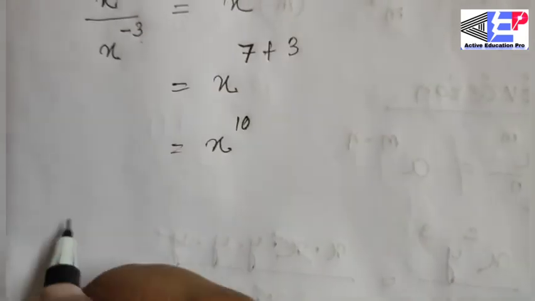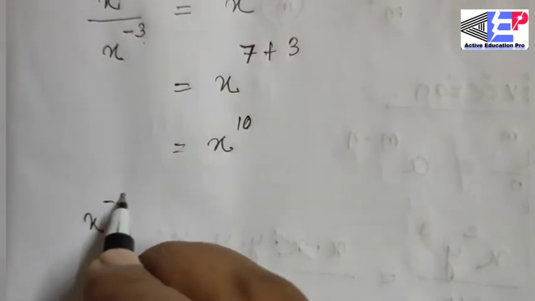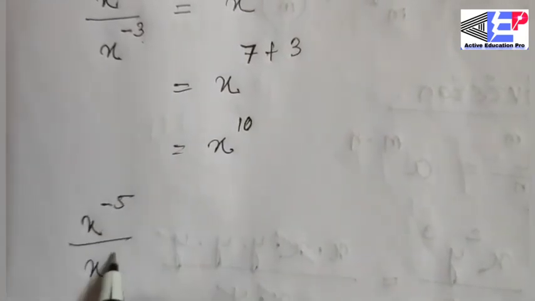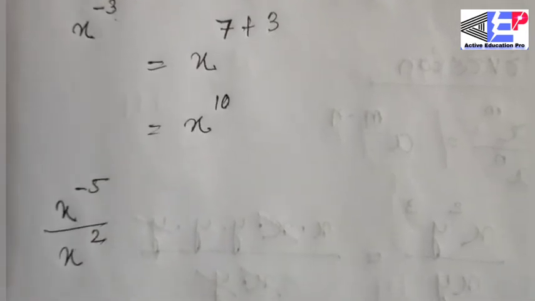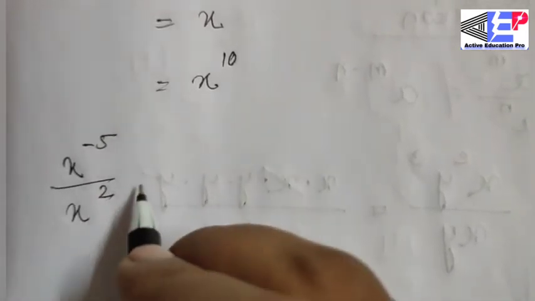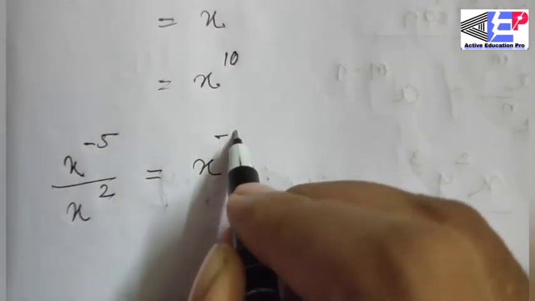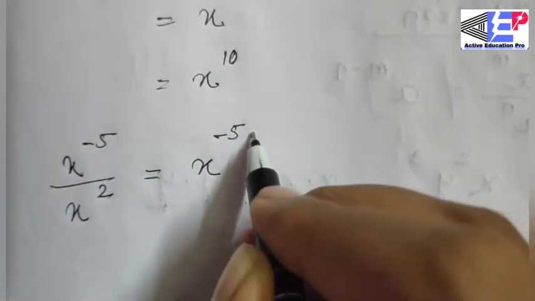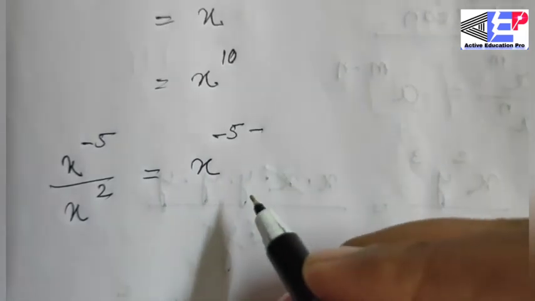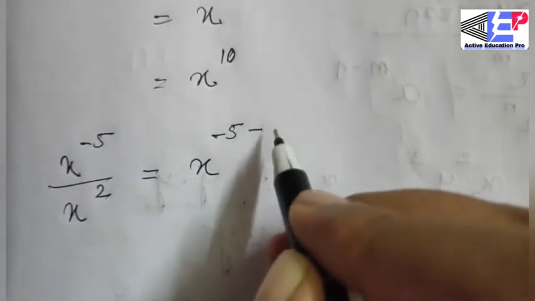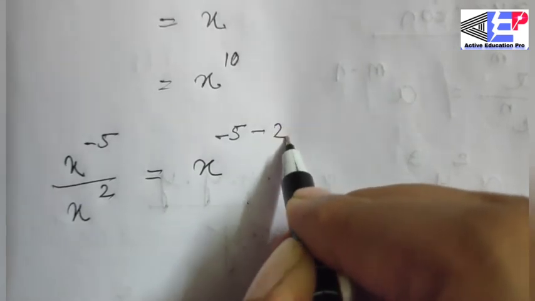Another example, x to the power minus 5 divided by x to the power 2. Then simply write the variable, and first write the power of the numerator, then put a minus sign, then write the power of the denominator, which is 2.